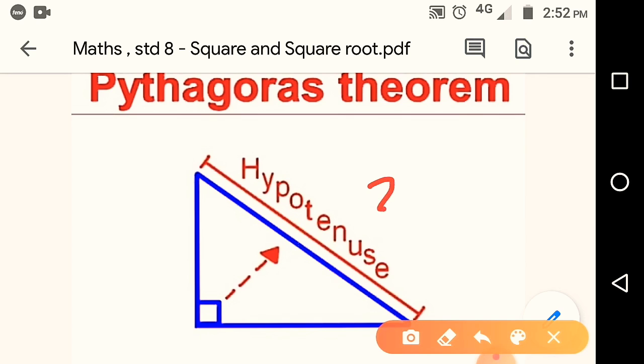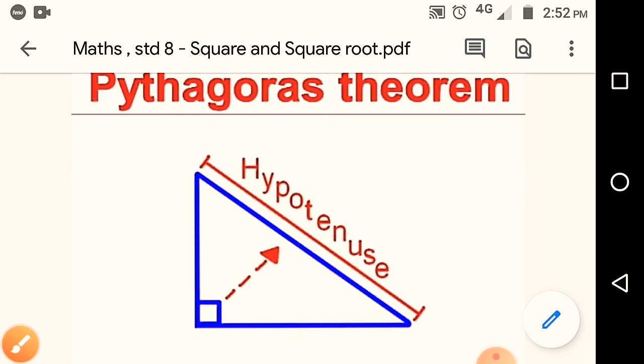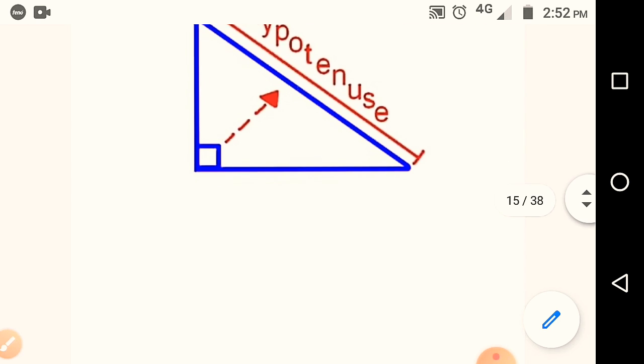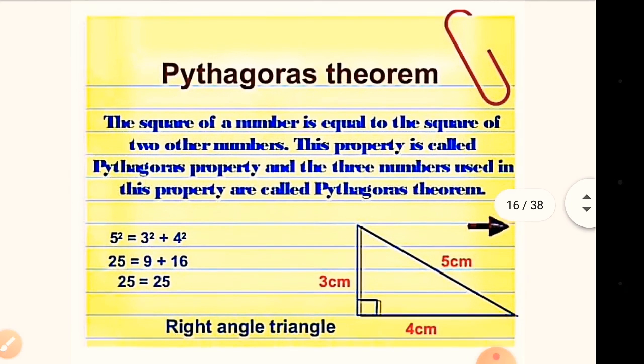So this longest side is always related to the total of these both sides. We have to square up both, add them, and that will be equal to the square of the longest side. So that is Pythagoras theorem. Let us see the statement of this. Pythagoras theorem says the square of a number is equal to the sum of the squares of the other two numbers. We have to add up these both.